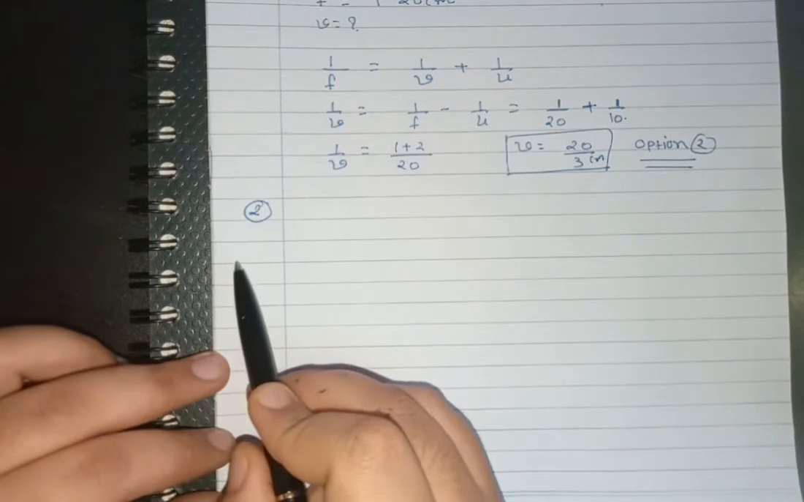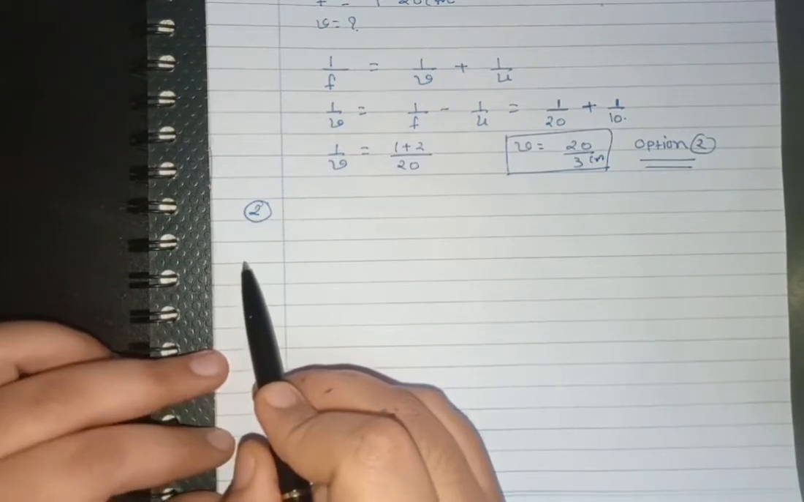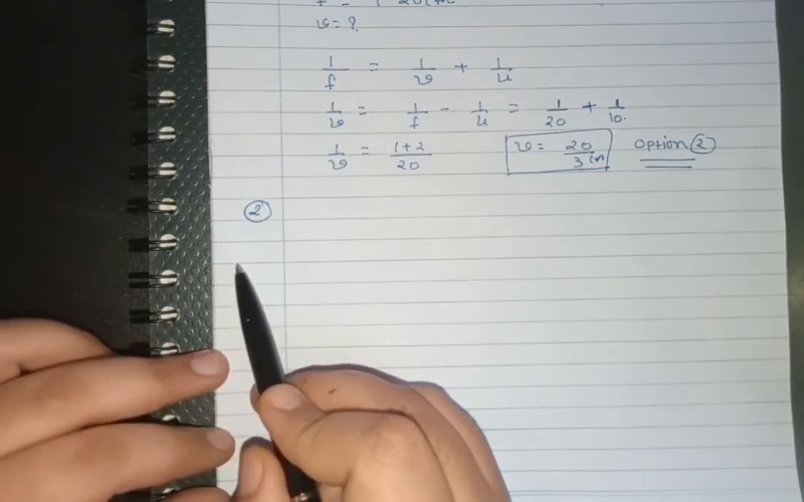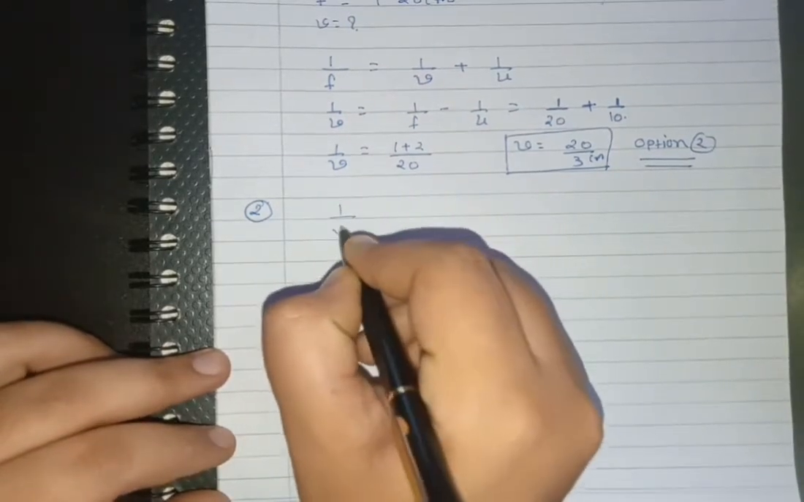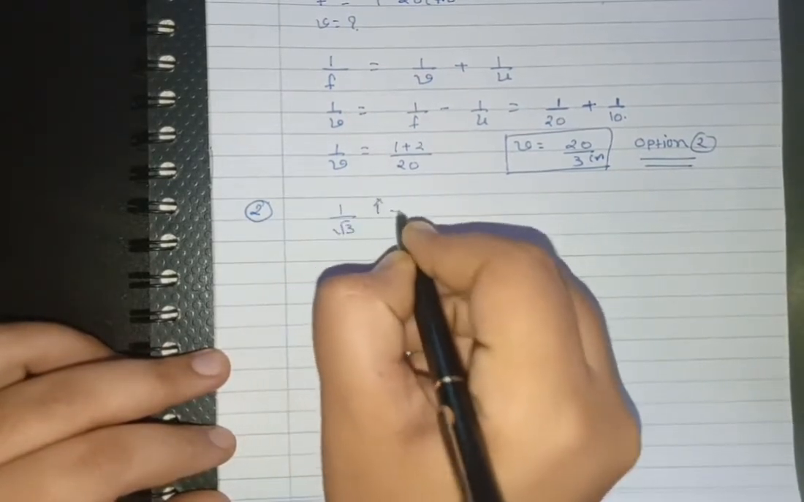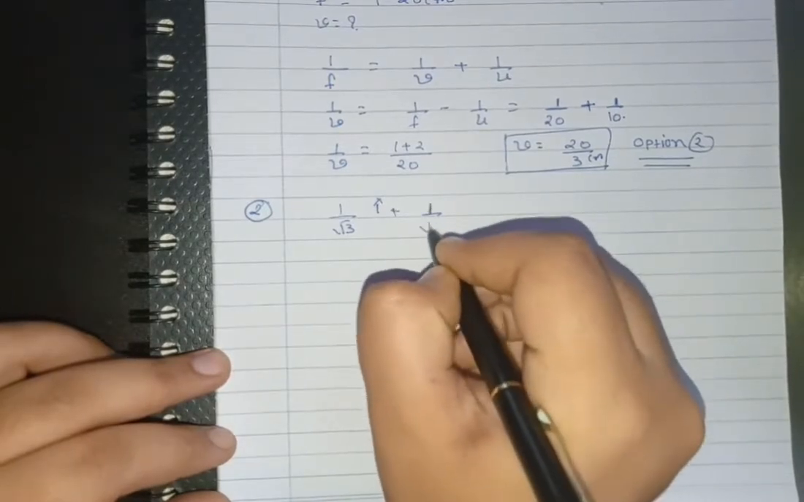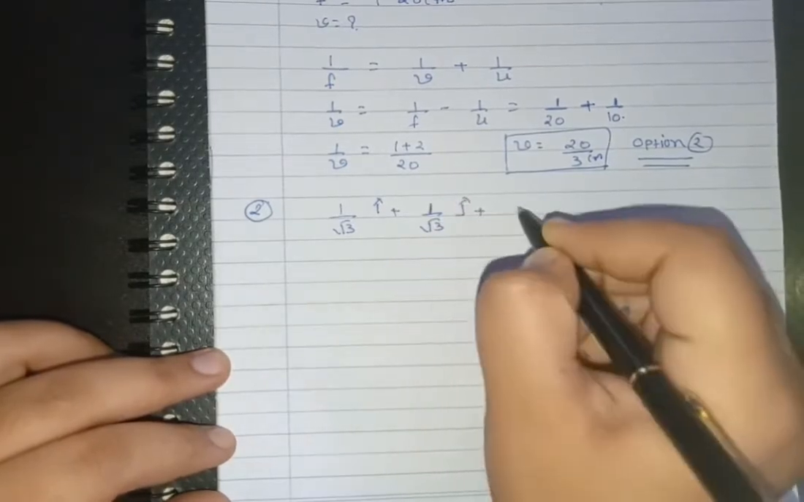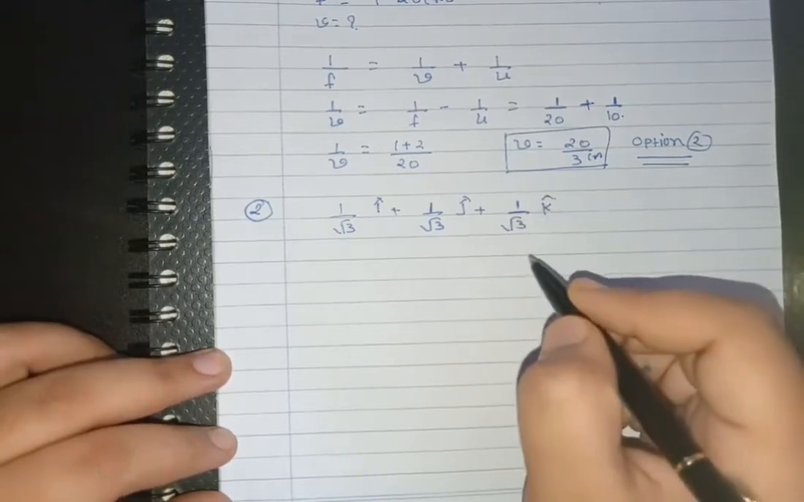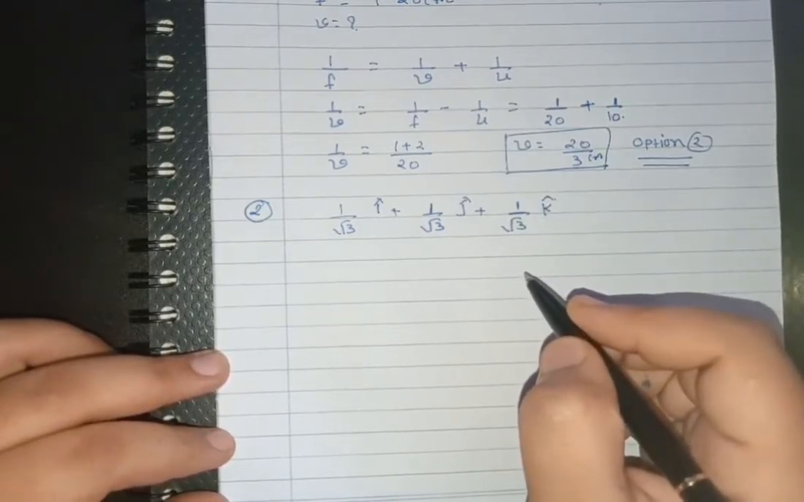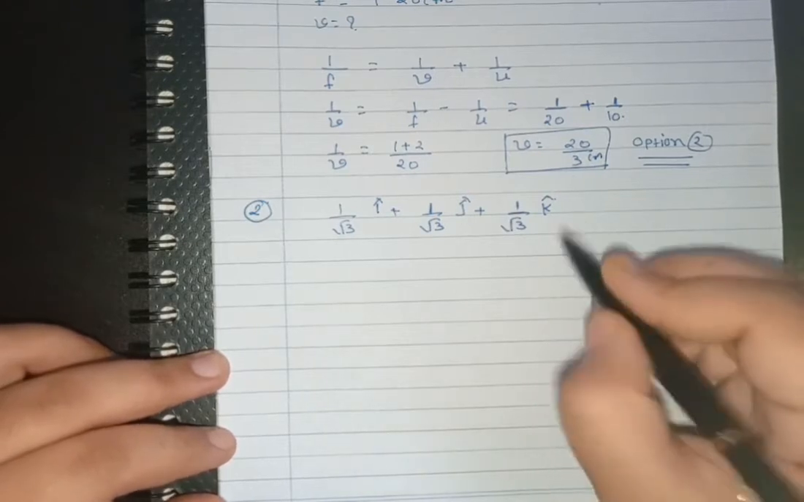In question number 2, a ray of light is incident on the YZ plane mirror along a unit vector 1 by root 3 I cap plus 1 by root 3 j cap plus 1 by root 3 k cap. We want to find the unit vector along the reflected ray.